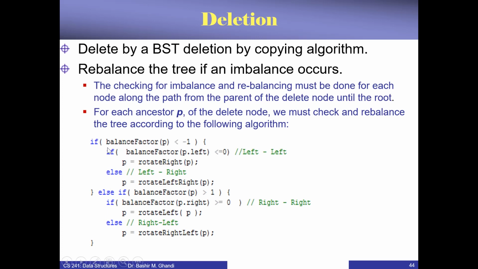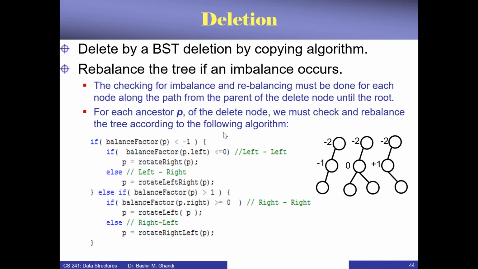So first of all, you have to check the balance factor of your P, the parent of the node that you have just deleted. From that upward, you have to keep repeating this, as we said. The checking and rebalancing has to be done from the immediate parent until the root. So when we come to a particular node, this is the algorithm we follow. First of all, we check the balance factor of the current parent. Is it less than -1, meaning is it -2? If it is -2, then we have 3 cases.